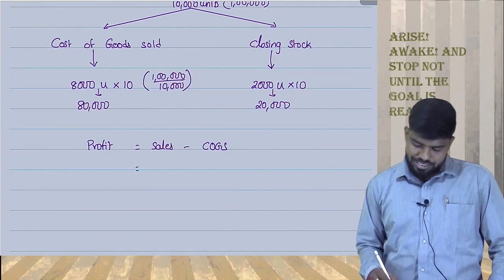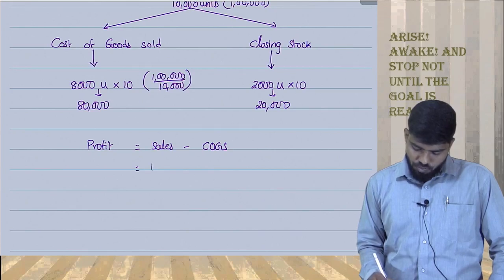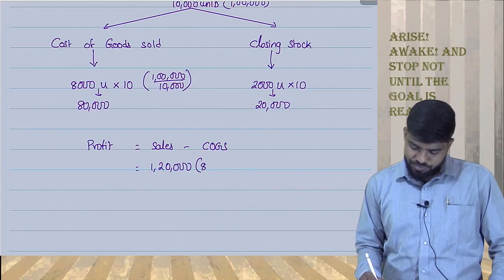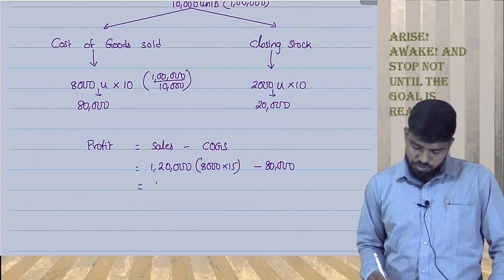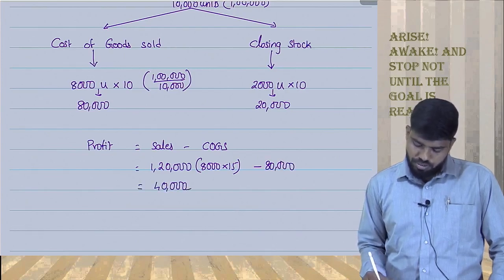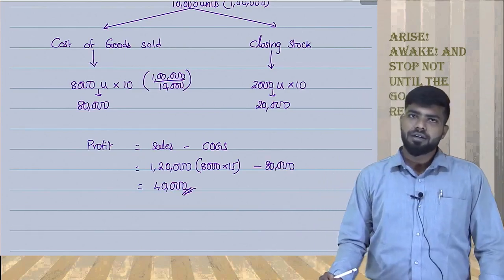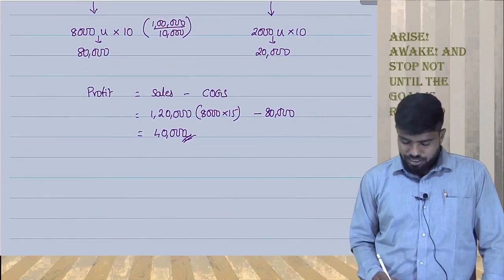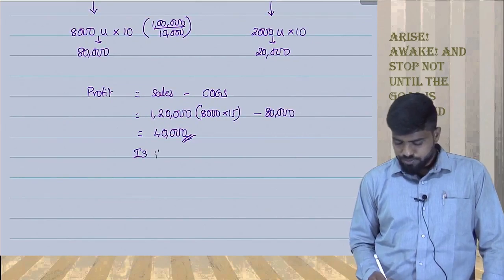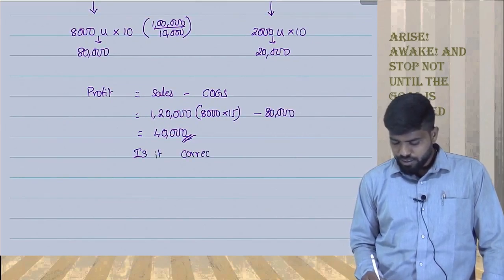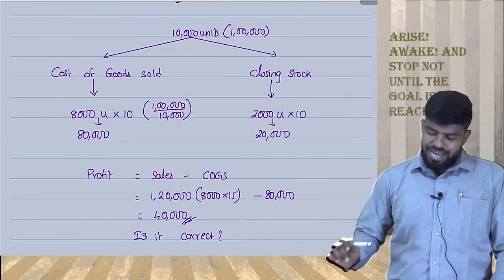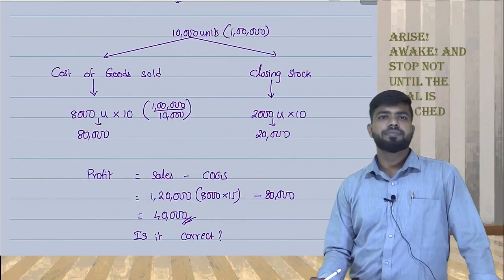So that equals sales. How much? 1,20,000. How are we getting 1,20,000? I have written in the brackets, 8,000 into 15. 1,20,000 minus cost of goods sold 80,000 equals 40,000, which is the profit. So 40,000 is the profit. Understanding? Now the question is, is it correct? Tell me. The calculation we are making, is it correct?